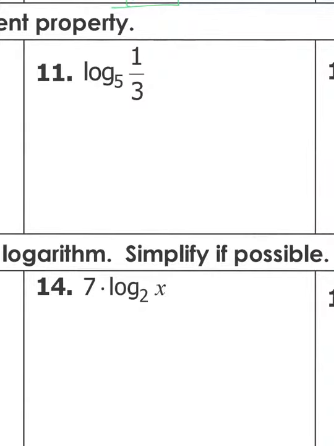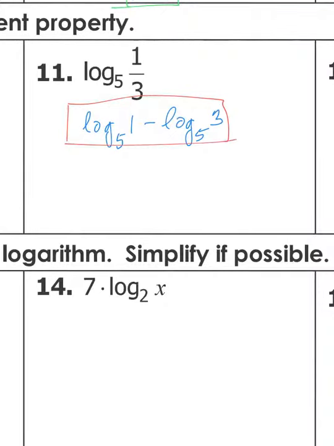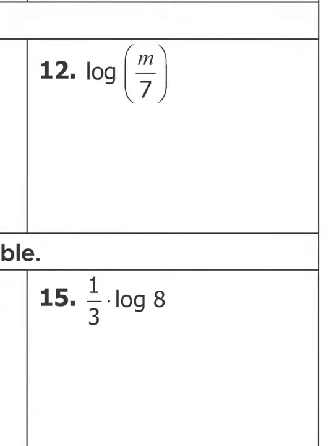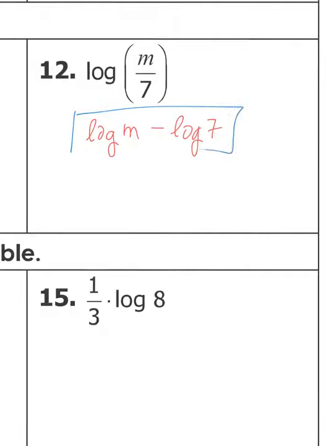All right, so we're going to take the log base 5 of the numerator, 1, and subtract log base 5 of the denominator, which is 3. And it's no more difficult than that. So again, you just took the 1 and subtracted the 3. Log of the 1 subtracted the log of the 3. So the same thing here, we're going to take log of m, because it comes first, minus log of 7.